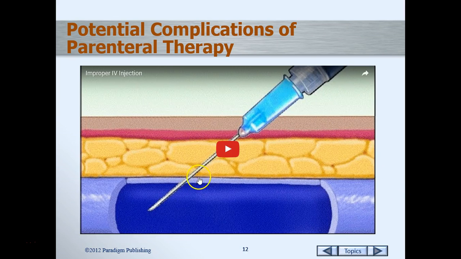All right, let's talk a little bit about some potential complications of parenteral therapy. Now, this video doesn't have any dialogue, and it's kind of got some watermarks on it, but it kind of gives the idea. So in the previous chapter, I said that I would talk about extravasation and infiltration and tissuing and cellulitis a little bit more, and that's what this video illustrates.